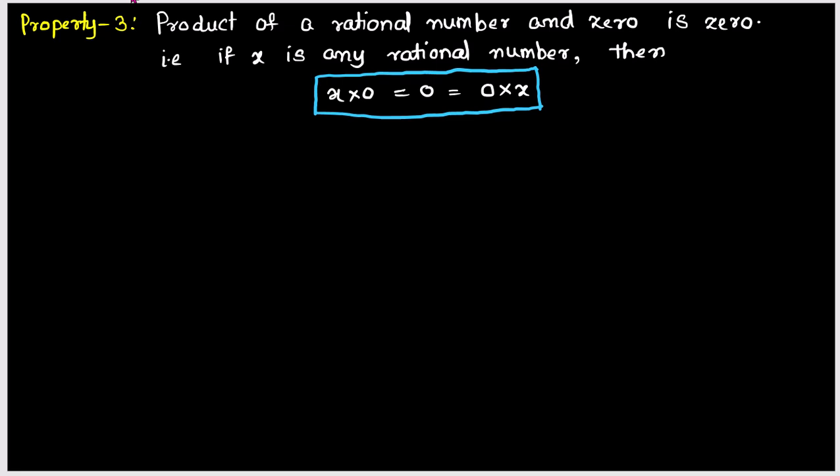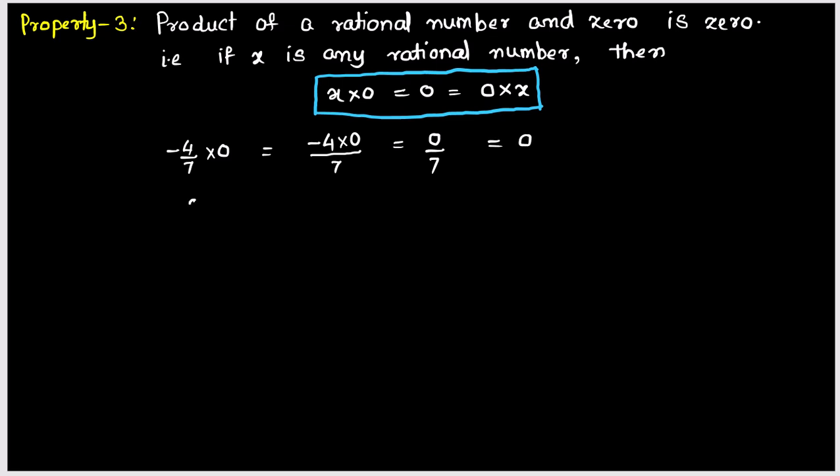So let us see one example which justifies this property. Minus 4 by 7 into 0. As per the method, we have to multiply minus 4 multiplied by 0, upon only one numerator, that is 7, we write. So minus 4 into 0, we know very well that is 0. In 6th class you learned the multiplication of integers: any integer multiplied by 0, you get 0, upon 7. So 0 by 7 is nothing but 0 itself.